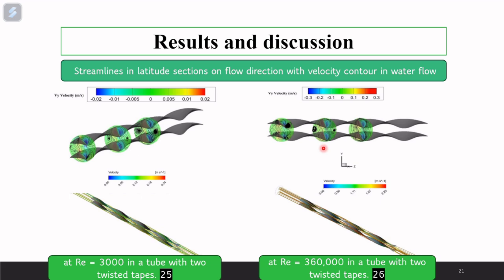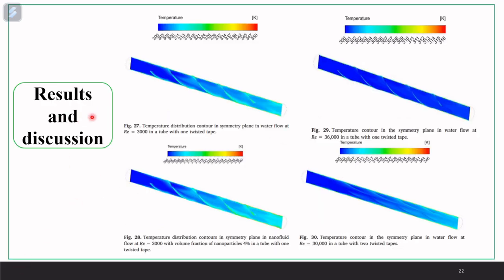And here are figure numbers 27, 28, and 29. This figure represents the temperature distribution in the symmetric plane for different fluid conditions. In figure 27, the temperature gradient is visible but not highly pronounced, indicating moderate heat transfer efficiency with the one twisted tape. In figure 28, the nanoparticles enhance the heat transfer, resulting in a more uniform temperature distribution, and in figure 29, at the higher setting, the temperature distribution becomes more uniform, indicating improved heat transfer.